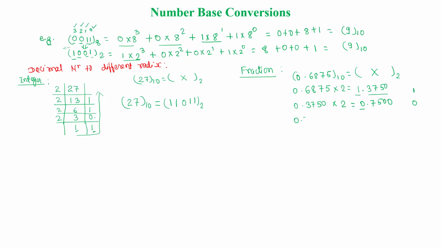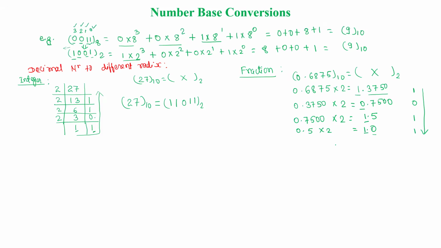Now again we have the new fraction 0.7500 multiplied by 2. This is going to become 1.5. So the new integer is 1, written separately. Now the new fraction is 0.5, multiplied by 2, we obtain 1.0. So the new integer is 1 and the fraction becomes 0. So we'll stop here, since multiplying this fraction with the radix again will give 0. Once the fraction becomes 0, we stop, and this is written from top to bottom.